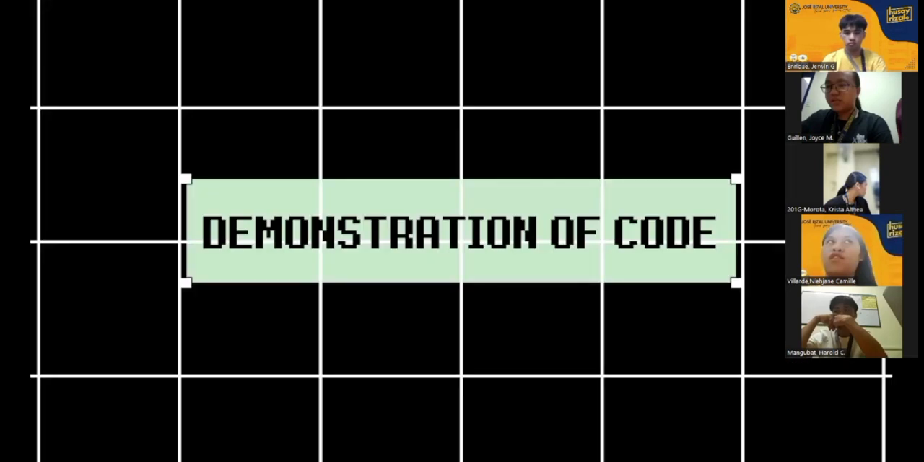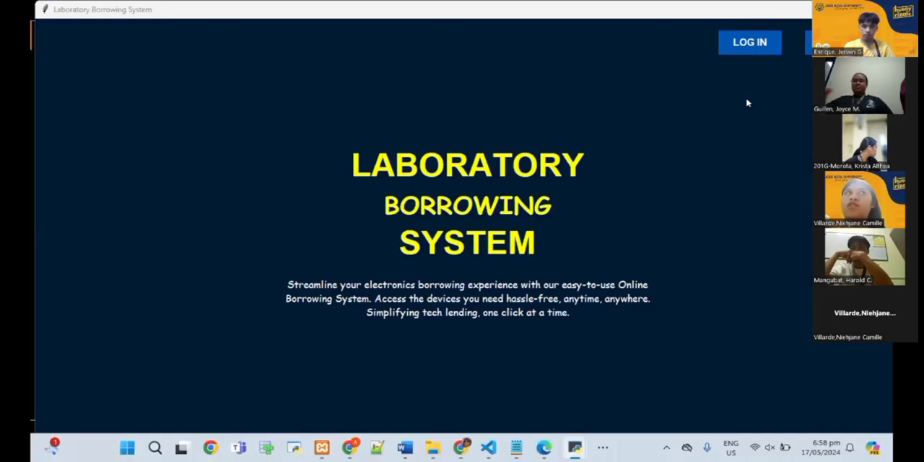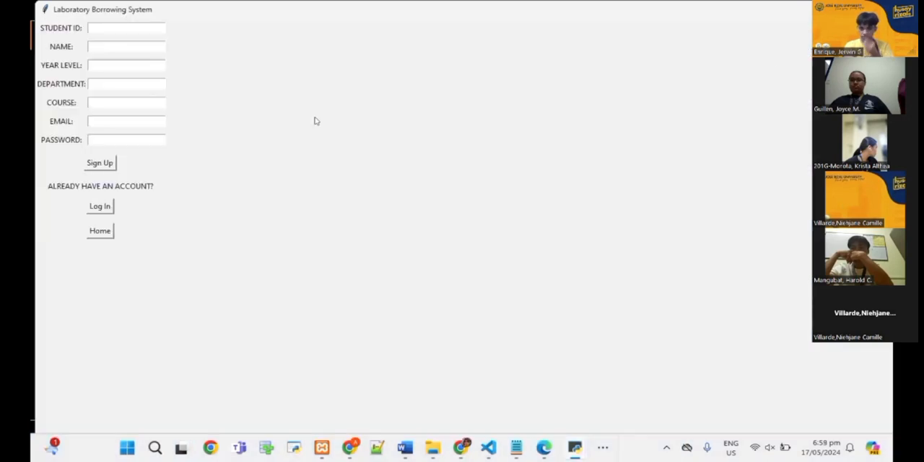So the next is for the UI. For our demonstration of our UI, let's proceed to our user interface. So first, we need to sign up if you don't have an account. So first, let's type our name, year level, our department, our course, and our email and our password.